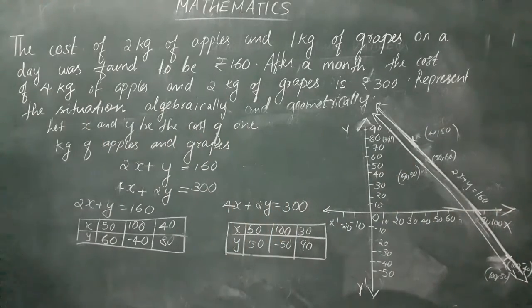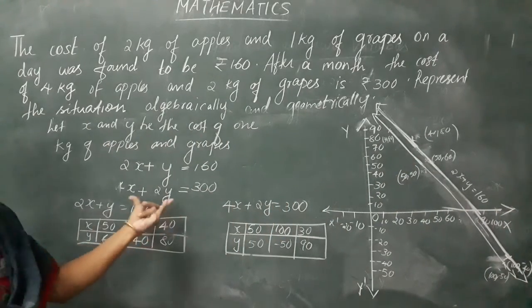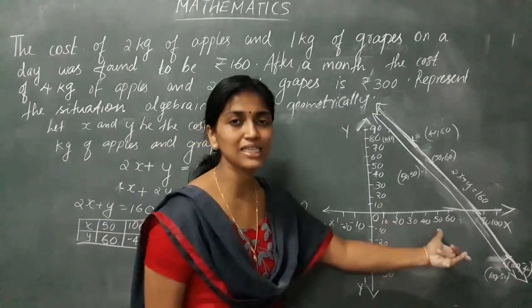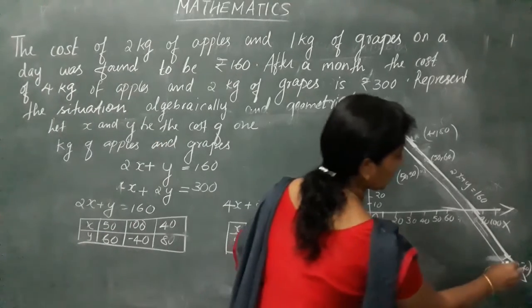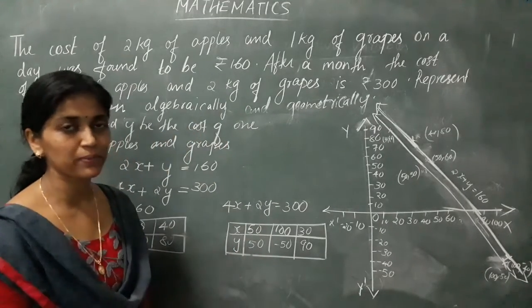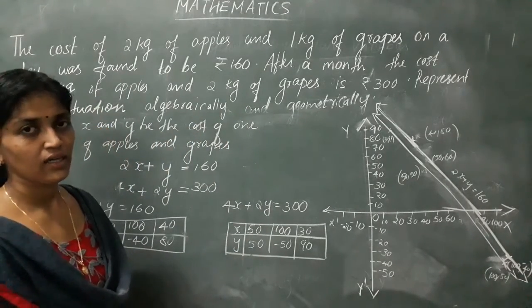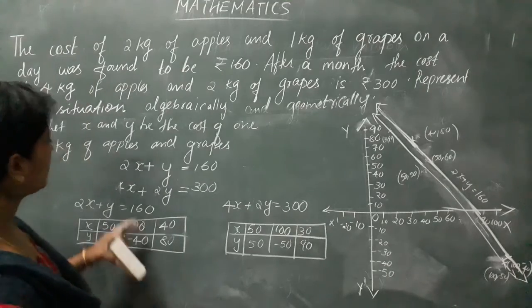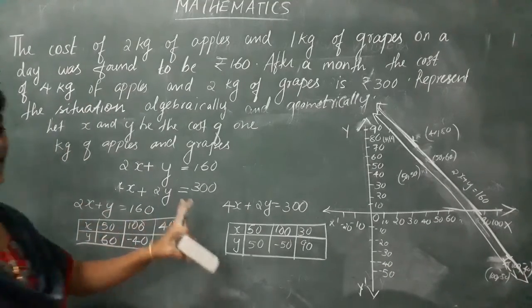So you may get like this way. In this case, you will get two parallel lines like this way. That is, the two lines are parallel. That's a geometrical way of representing the lines. Okay, it's clear. So here we got two parallel lines.